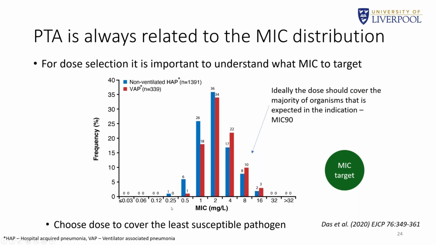Another thing to consider when you're choosing your dose is the least susceptible pathogen. For a broader spectrum antibiotic, I think this might have been a Pseudomonas panel, but you'd have a Pseudomonas panel and an Enterobacteriaceae panel. You might look separately at E. coli and Klebsiella, for example, and it's quite likely that you'll get a different MIC 90 from the different pathogens. But in order to choose your dose, you want to cover the least susceptible pathogen, i.e. the highest MIC 90.